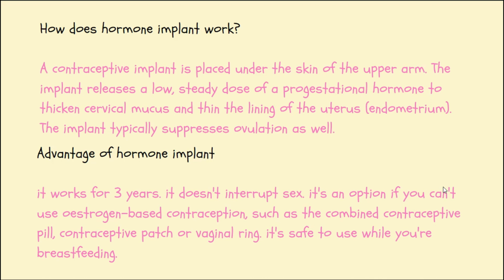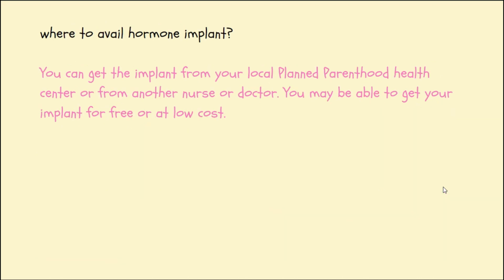How does a hormone implant work? A contraceptive implant is placed under the skin of the upper arm. The implant releases a low, steady dose of progestational hormone to thicken cervical mucus and thin the lining of the uterus, called the endometrium. The implant typically suppresses ovulation as well.